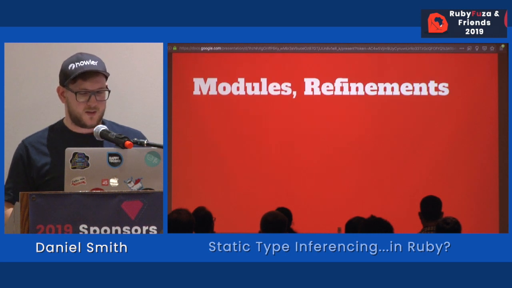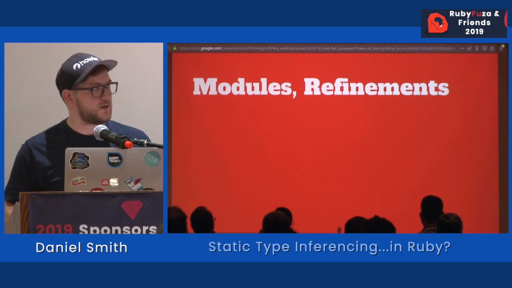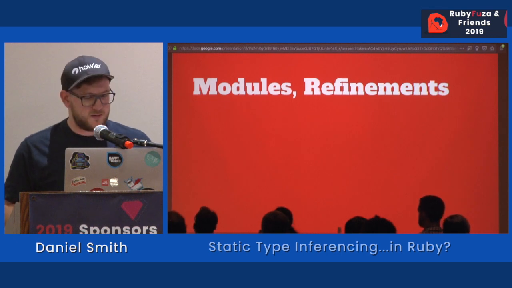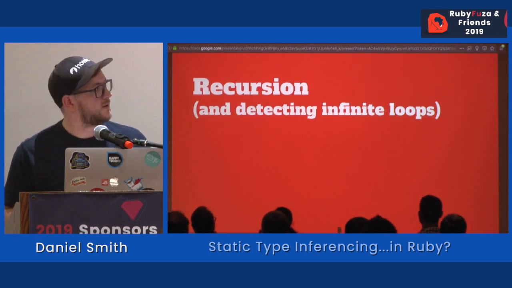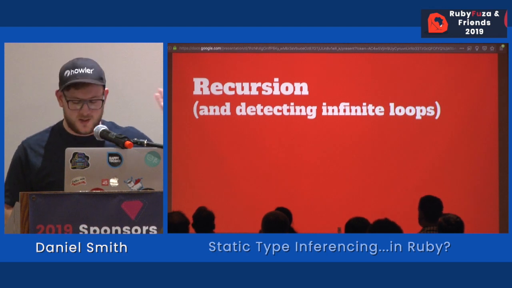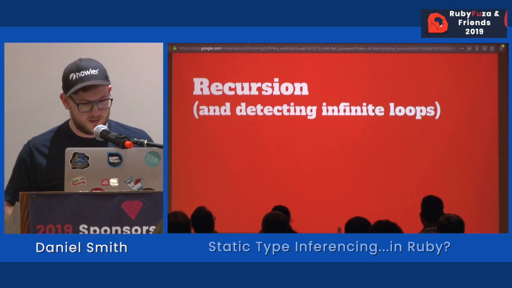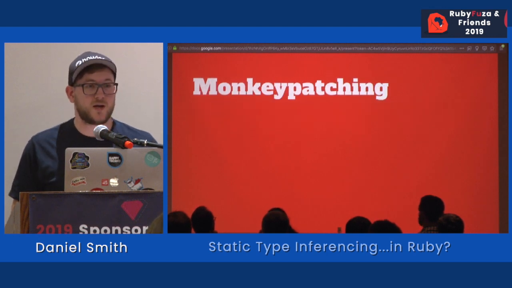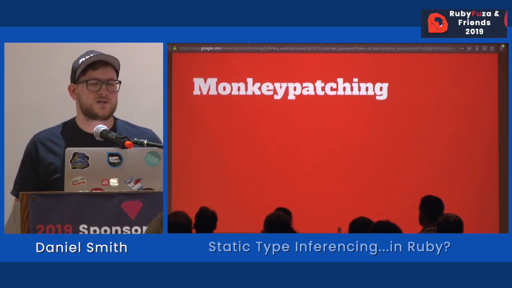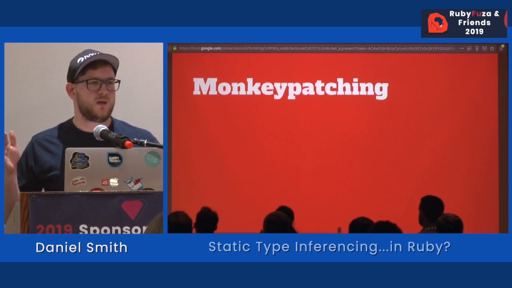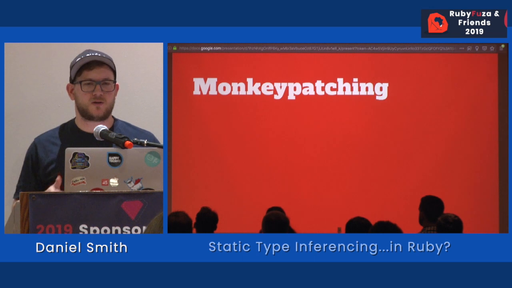Modules and refinements are something I didn't actually get to, but I've thought about them, and recursion and detecting. So you could detect infinite loops statically, perhaps, maybe. I actually didn't quite try that. Monkey patching I actually did quite early on, because technically when you create a class in Ruby, you're just monkey patching a class that doesn't exist yet.